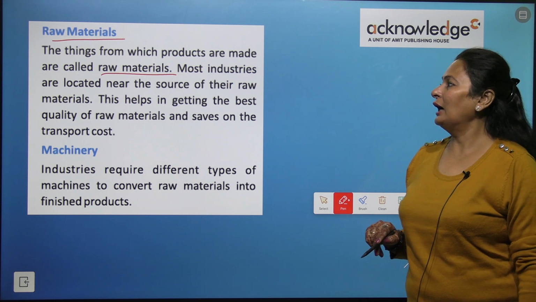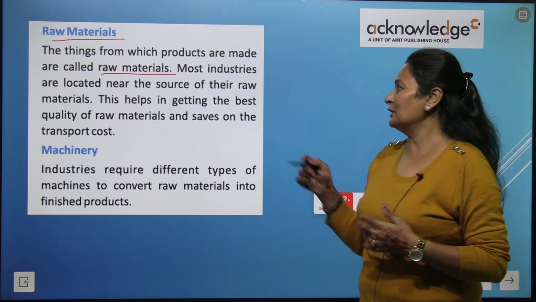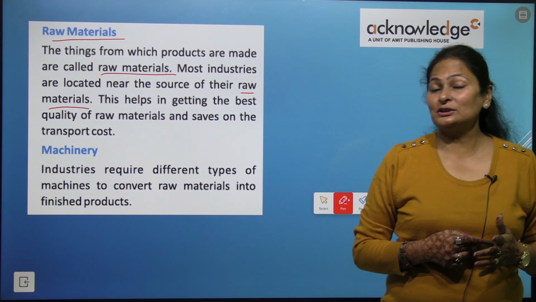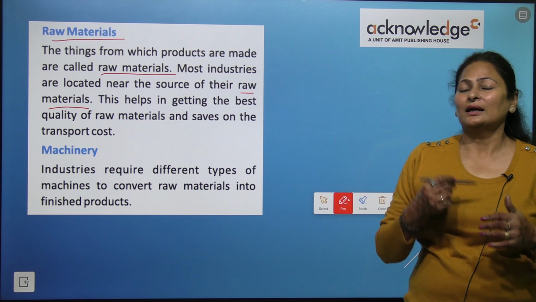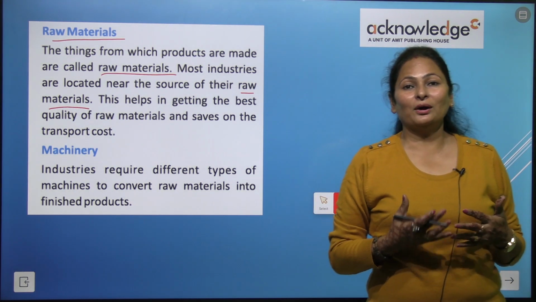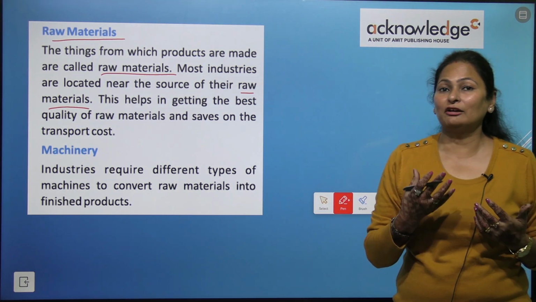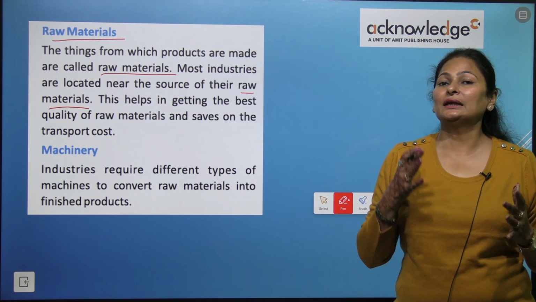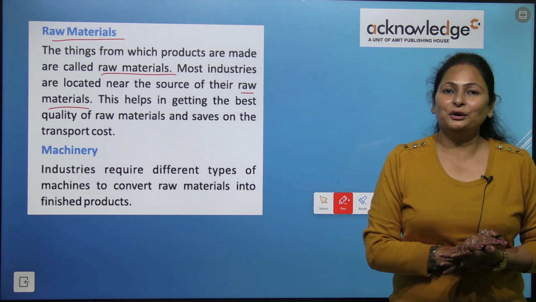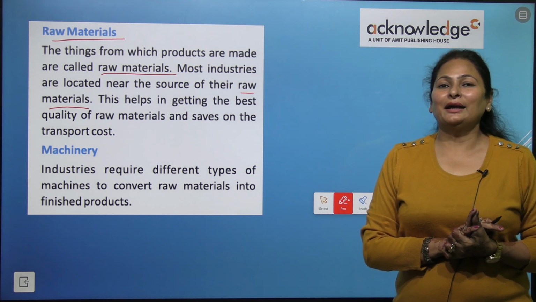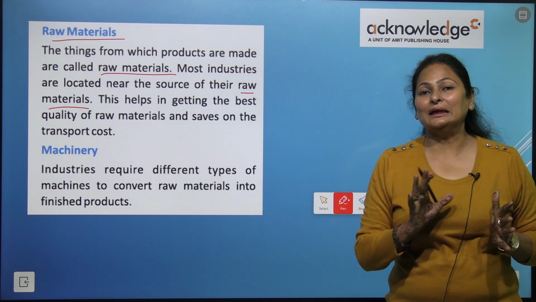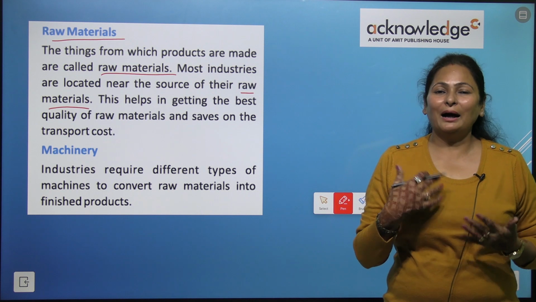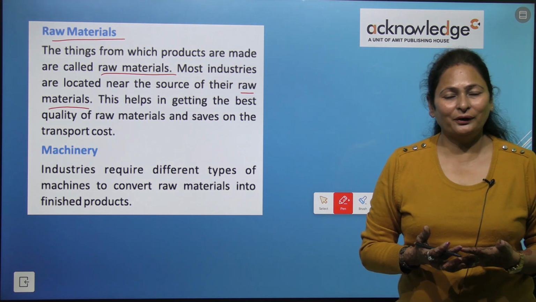Most industries are located near the sources of their raw material. Why are they located near the sources of raw material? Because the transportation cost and the time involved to take the raw material to the industry can be reduced, and the final product can be easily made and made available to the market to purchase. Got it, kids?